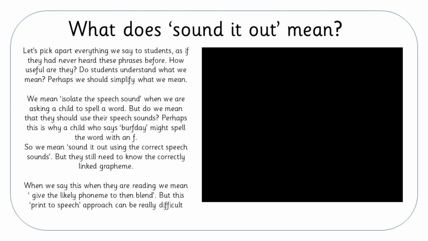To ask a child to take a print-to-speech approach, to look at the letter or the letter combinations and say the sound as a way to read, is very, very hard. It's much easier to teach as a speech-to-print approach, which you'll learn about as you're using SSP.